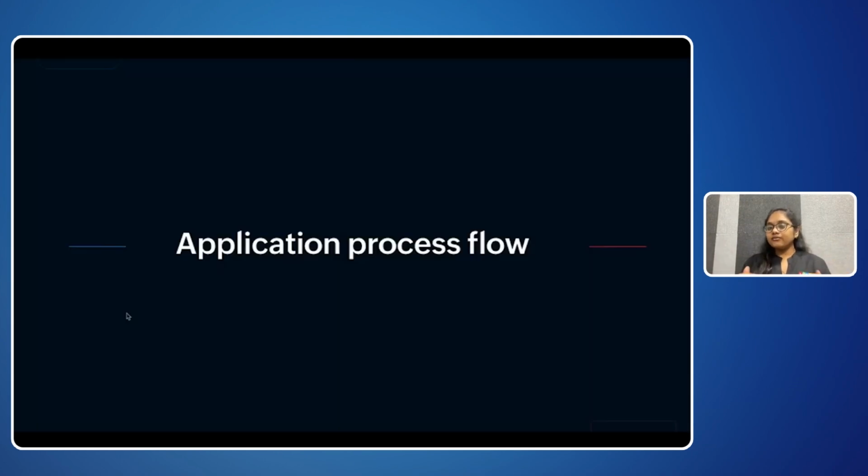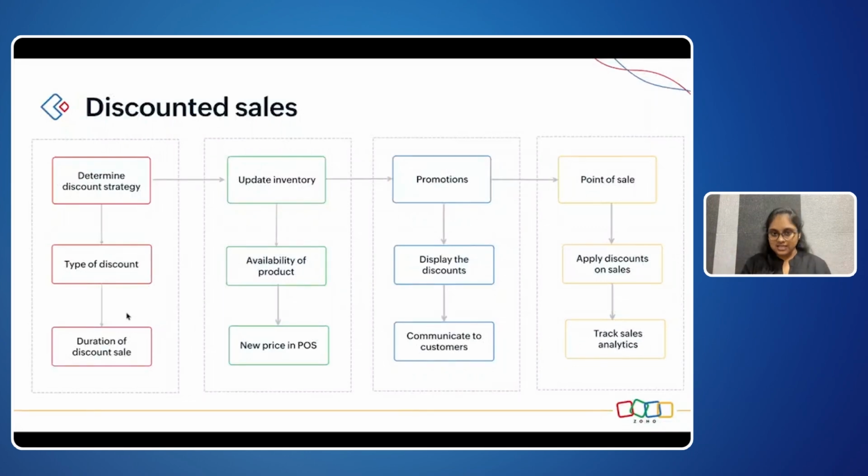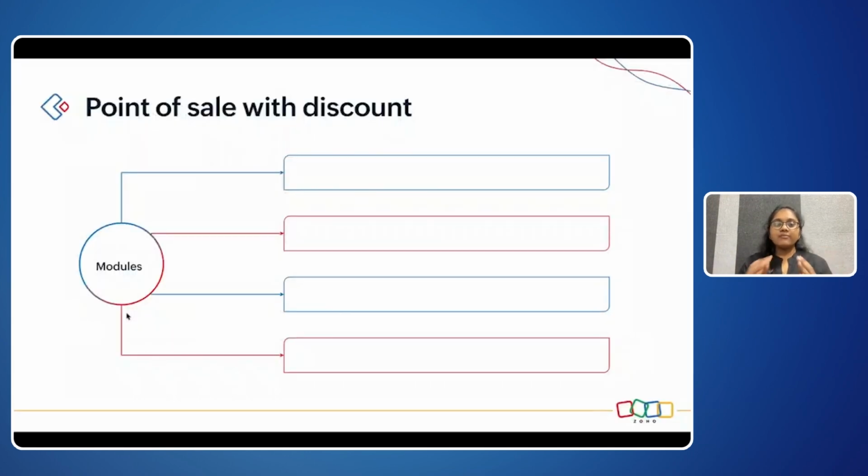Now we are going to see a process flow that is used to build the application on top of Creator in order to fulfill these discounted sales needs. The first step for building an application is dividing that application into different modules or steps. Here, for the point of sale with discount, we have segregated the application into 4 different modules. The first module is the product inventory module, where stocking levels, restocking levels, purchase orders, vendor management, everything happens.